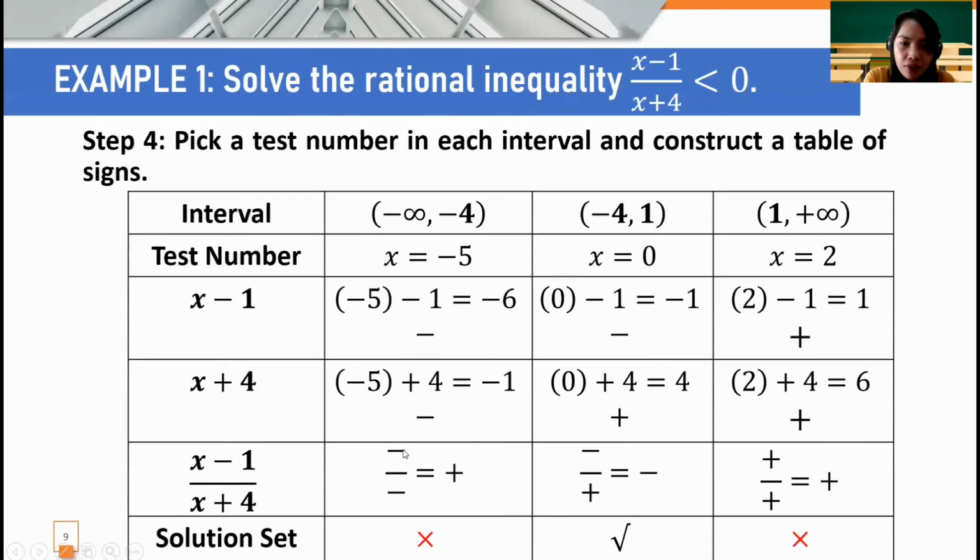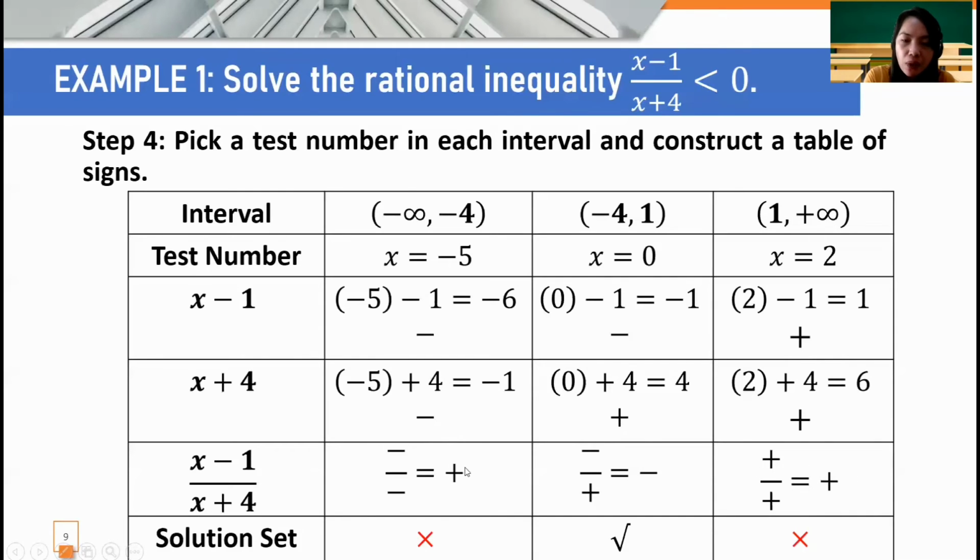So negative, ang operation dito ay division. So negative divided by negative is positive. This is now the sign. Next, negative divided by positive, that is negative. Positive divided by positive, that is positive.